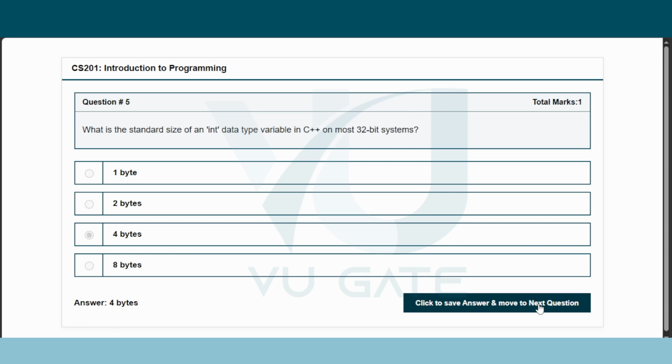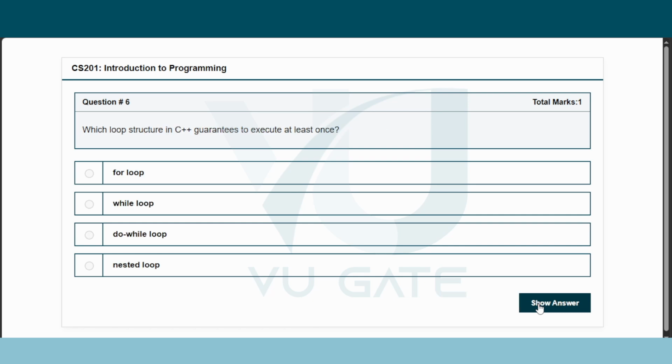Let's check out the sixth question. Which loop structure in C++ guarantees to execute at least once? The correct answer is do-while loop. Moving forward to question number 7. What is the index number of the first element in a C++ array? The correct answer is 0.